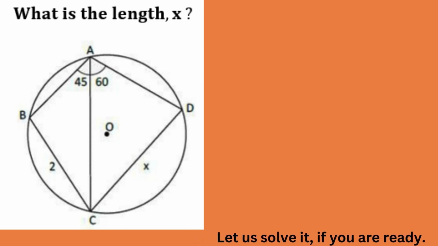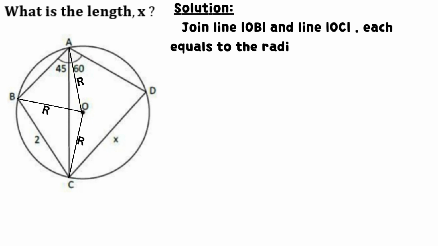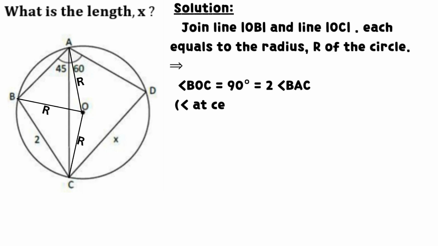What is the length, x? Join line OB and line OC. Each equals the radius, r, of the circle.